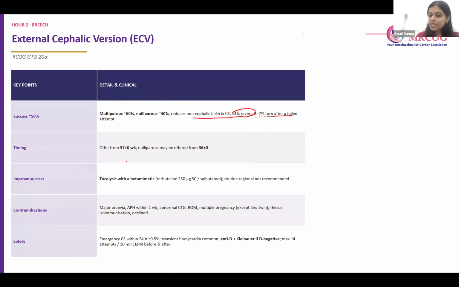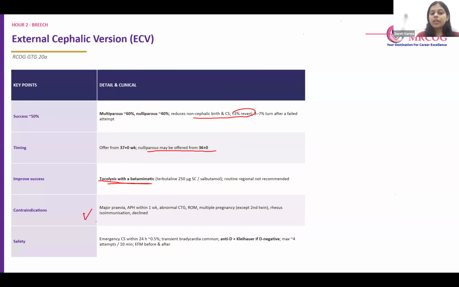Timing: in nulliparous women it can be offered from 36 weeks, in multiparous from 37 weeks. Tocolysis with a beta mimetic: suppose the first attempt failed, then you can give a repeat attempt with tocolysis. Routine regional anesthesia as such is not recommended.